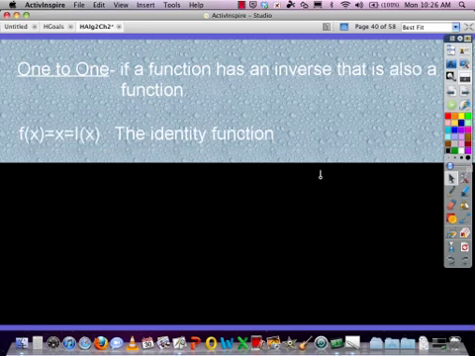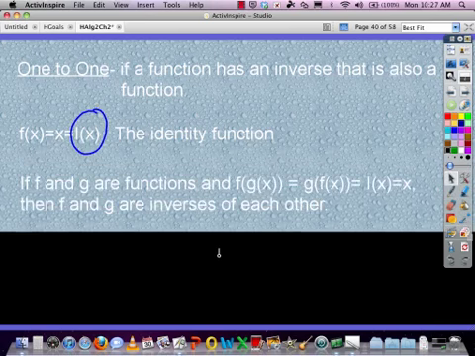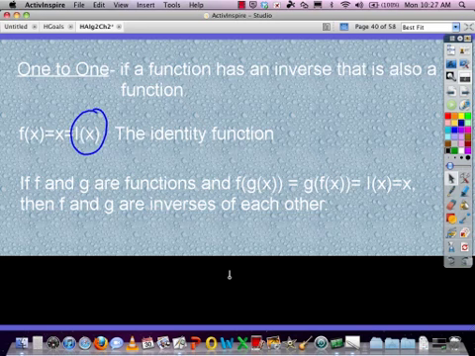Identity function: if you have the function f of x and it equals x, then we are saying it is the identity function. And the identity function is this I of x. So it comes out to what you started with. That's the identity.